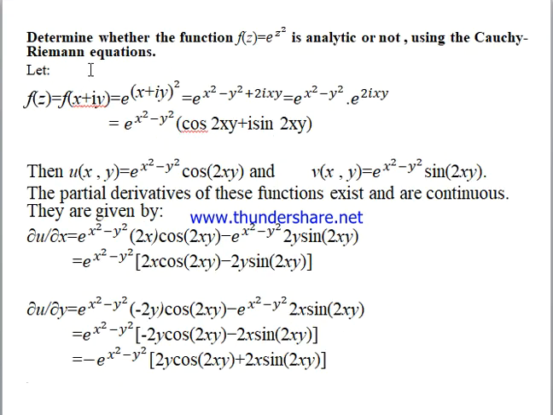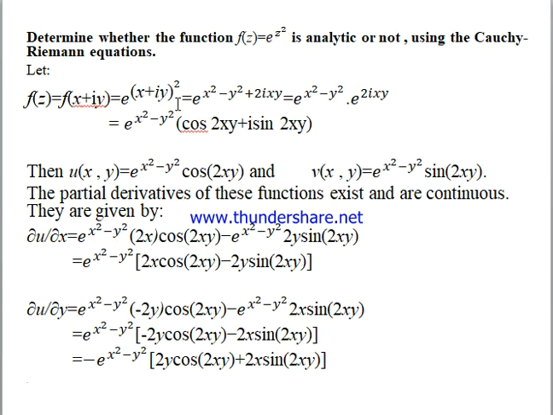Then the next example is: determine whether the function f(z) = e^(z²) is analytic or not using the Cauchy-Riemann equations. Means by using CR equations we can find whether the function is analytic or not. So first you have to write f(z) = e^(z²), where z = x + iy, whole squared.